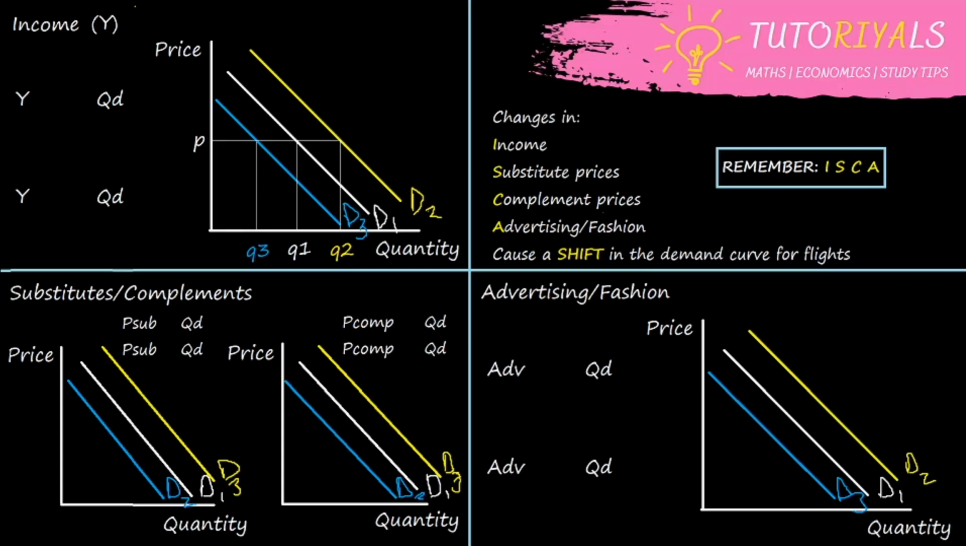Take income, for example. If consumer income increased and all other things remained equal, then they would have more money available to spend on flights. This would cause a rightward shift in the demand curve from D1 to D2. At each price level, there are more passengers willing to book this flight due to their higher income. If consumer income decreased, however, this would cause a leftward shift in the demand curve from D1 to D3, and less passengers would be willing to book at every price level.